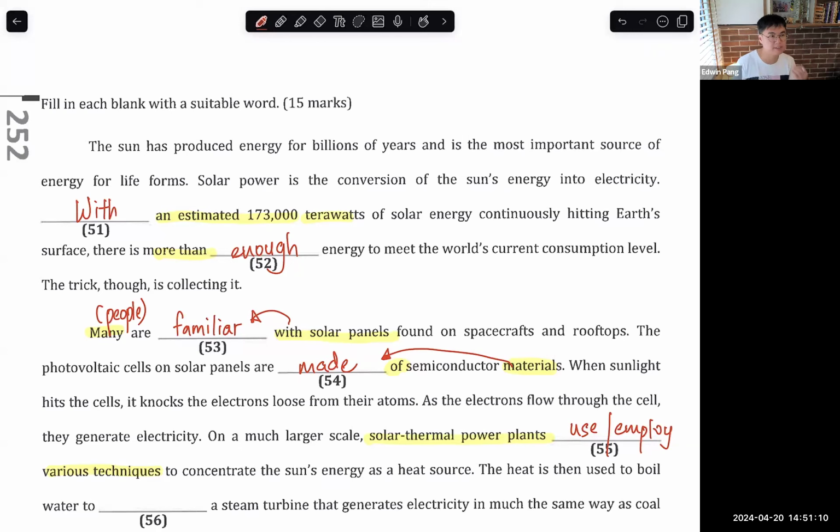You must remember this closed passage is for normal people. If people read your sentence and cannot understand what you're saying, your answer is wrong for sure. It must pass the common sense test.